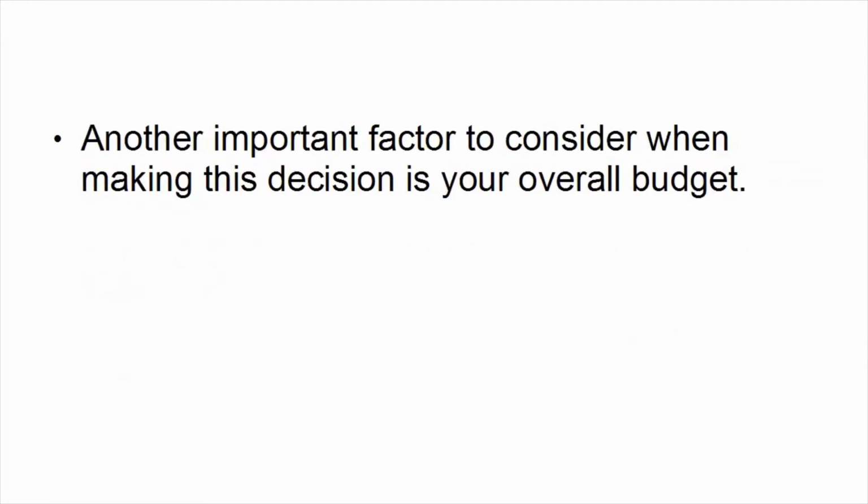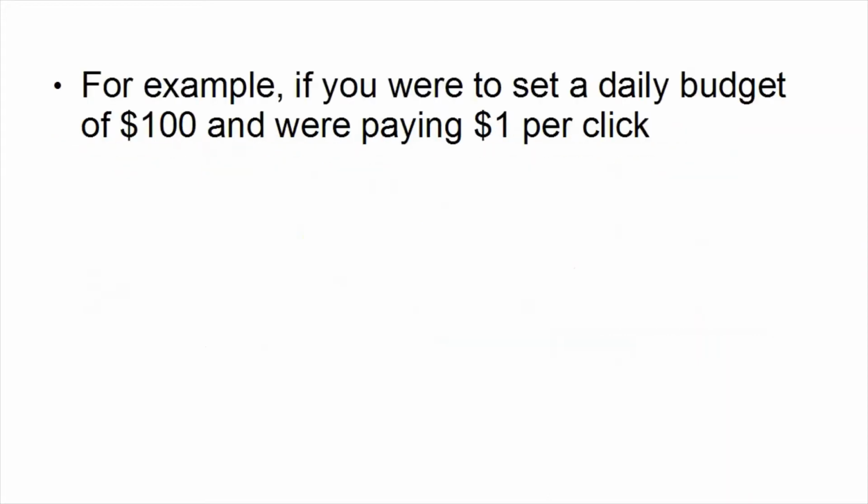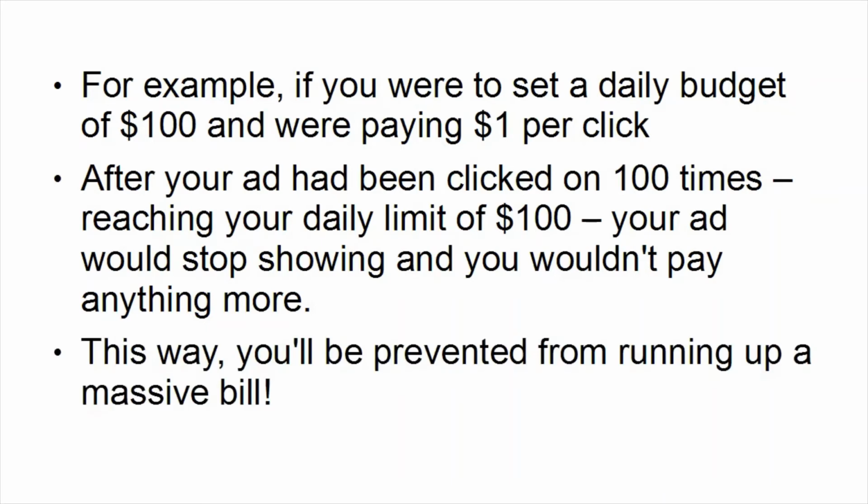And another important factor to consider when making this decision is your overall budget. You can set a maximum budget with most forms of PPC, including Facebook advertising. And this allows you to set a cutoff point and a cap on how much you're going to spend. So, for example, if you were to set a daily budget of $100 and you were paying $1 per click, after your ad had been clicked on 100 times, reaching your daily limit of $100, your ad would stop showing and you wouldn't pay anything more. And this way, you'll be prevented from running up a massive bill.